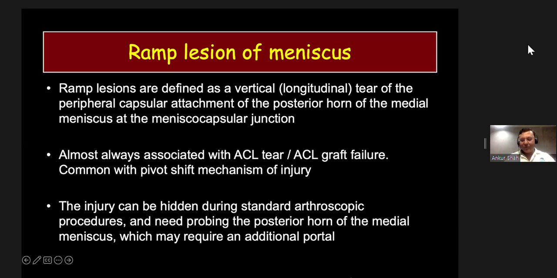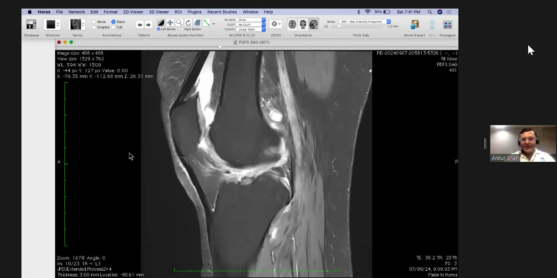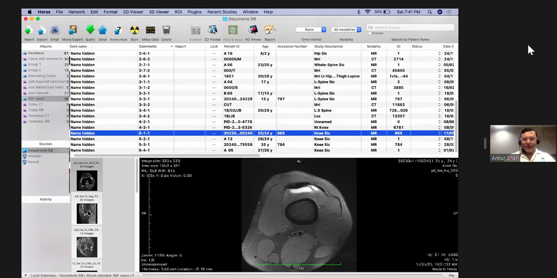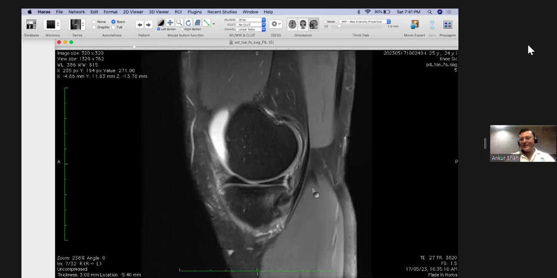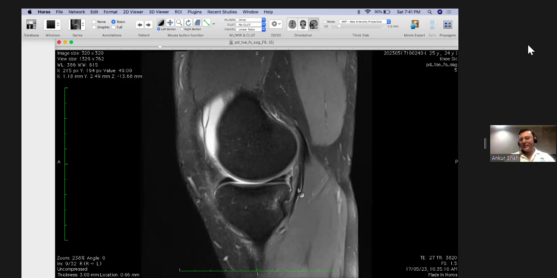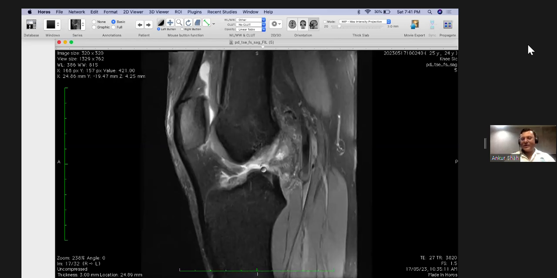One more tear which I wanted to show you apart from all those routine tears is the ramp lesion, which is probably not so frequently reported many of the times, but it is an extremely important tear. These are the peripheral tear of the outer part of the meniscus, particularly the medial meniscus, or sometimes they occur at the meniscocapsular junction. They are almost always associated with the tear of anterior cruciate ligament.